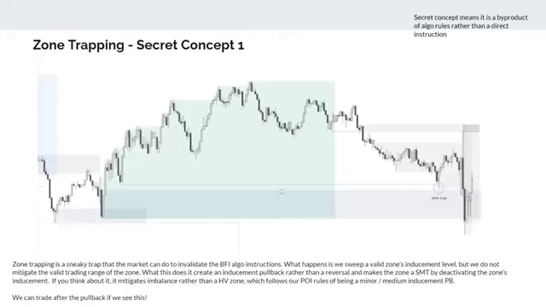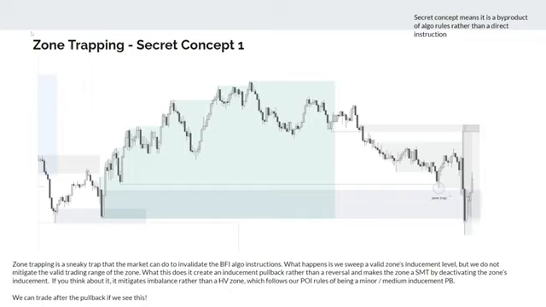Okay, some secret concepts. So when I say secret concepts, just reading up here, it means it's a byproduct of the algo rules rather than a direct instruction. So we were talking about direct instructions before, which are time, inducement slash manipulations, and mitigations of certain types of order blocks, like algo candles.